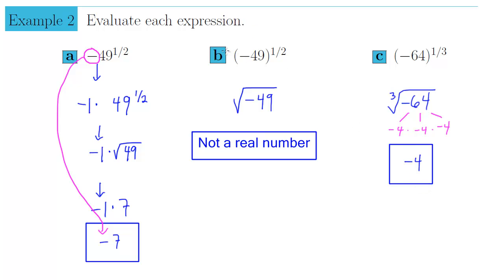Okay, so the difference between part B and part C is that in part B we ended up getting the square root of a negative number, and that we can't deal with. That's not a real number. But in part C we got the cube root of -64, and because this number was odd, we could work it out. The cube root of -64 is -4. And part A is different than both B and C because in part A the negative sign is not in parentheses, so it simply makes the result negative.